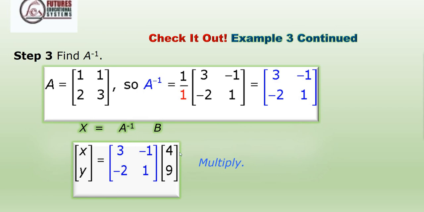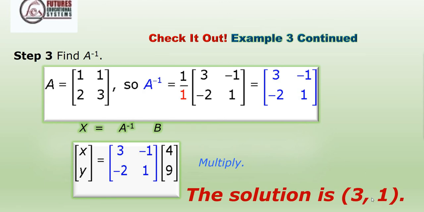That's A inverse multiplied by B, the constant. We get the result 3, 1. Therefore, x equals 3 and y equals 1.